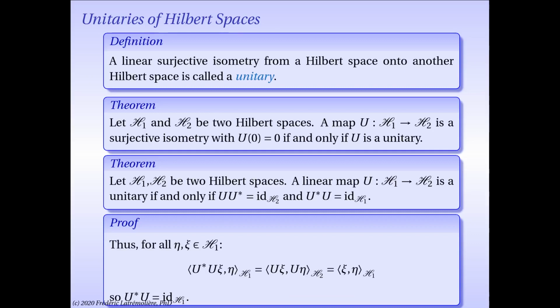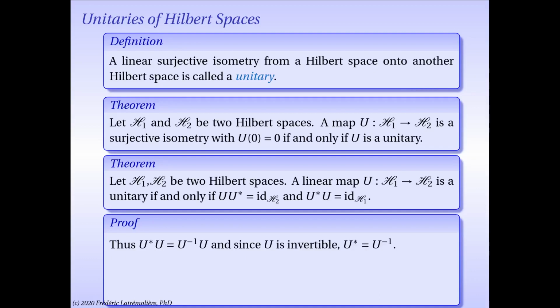So, if we calculate u star u applied to a vector in the domain of u, inner product with another vector in the domain of u, we can move the u star to the other side using the definition of adjoint. And we see that since u preserves the inner product, we can drop u altogether. So we get that for any eta and psi in the Hilbert space domain of u, u star u of psi inner product with eta equals the inner product of psi with eta. And this means, by uniqueness of the adjoint, that u star u must be the identity of the domain of u.